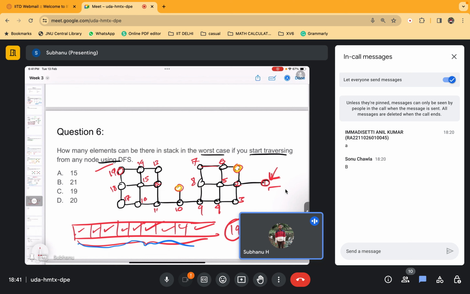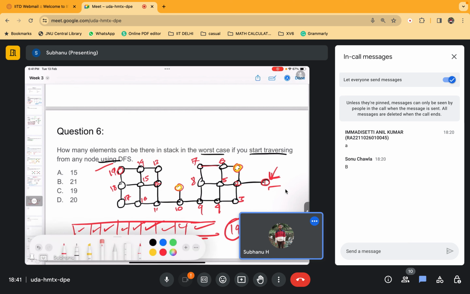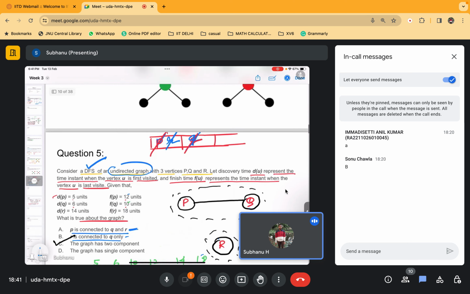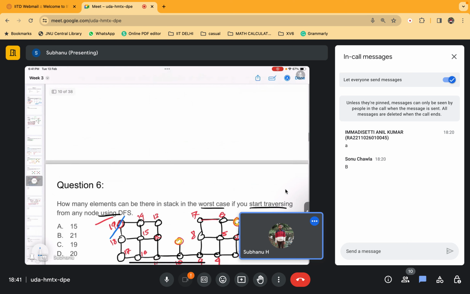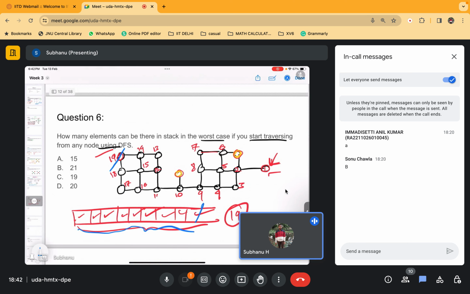Our question is how many elements can be there in the stack in the worst case if you start traversing from any node. If we start traversing, 19 nodes can be there, because whenever you have already seen a node, it will be popped. You have seen that whenever q is done, q will be popped up. So 19 will be popped up, then 18 will be popped up, 17, 16, 15, 14, 13, 12, 11 will be popped up, then you will come to 10.